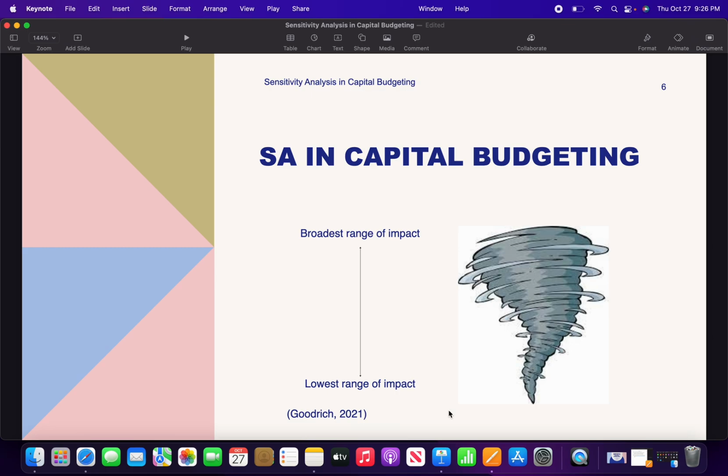So when you're in the process of your sensitivity analysis, you'll be able to weigh your variables. You can think of it in terms of a tornado, right? At the top, you've got your broadest range of impact. At the bottom, you've got your lowest or your narrowest range of impact. So this visual aid further demonstrates how sensitivity analysis can aid managers in decision making.